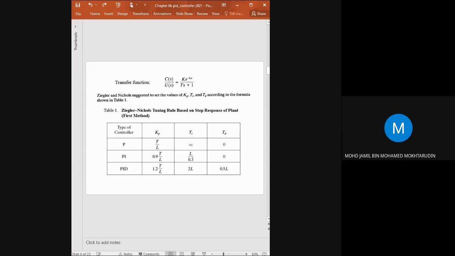So usually in exam or in final exam, we use PID controller. So for PID controller, Kp equals 1.2 times T over L, Ti is 2 times L, and Td equals 0.5 times L, okay?